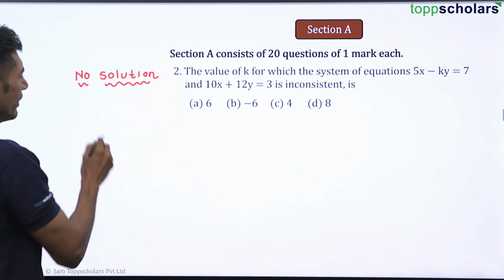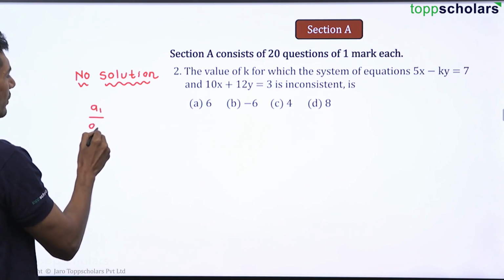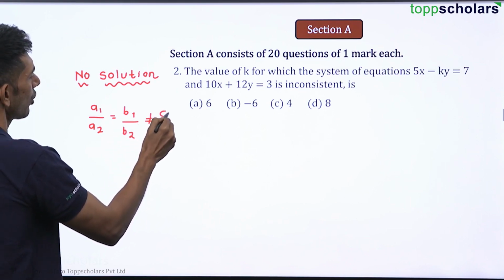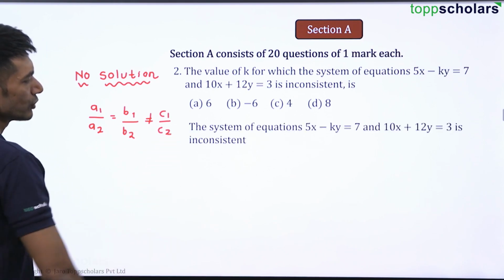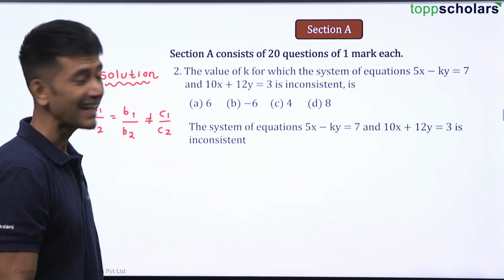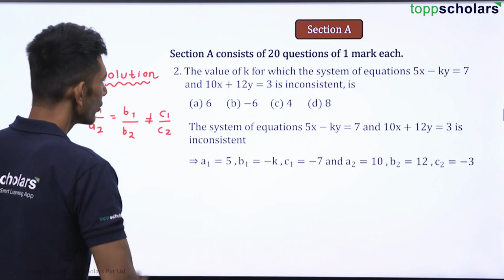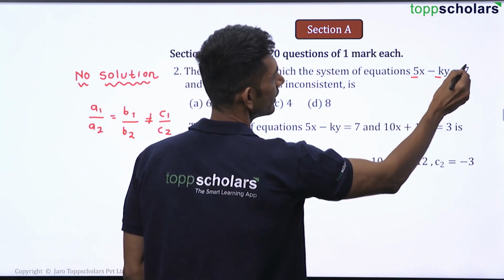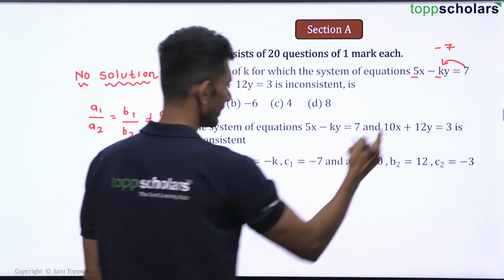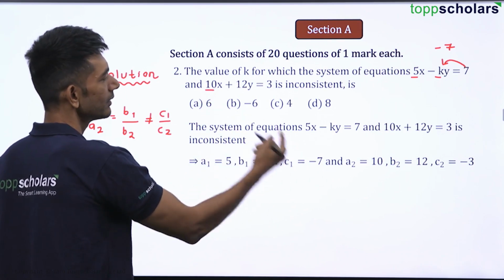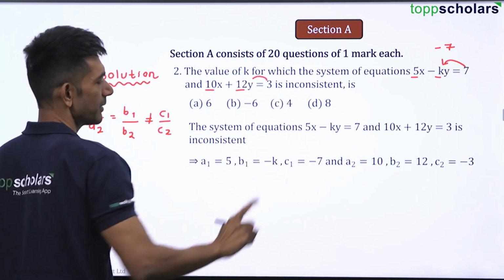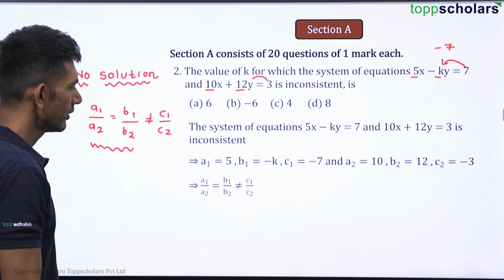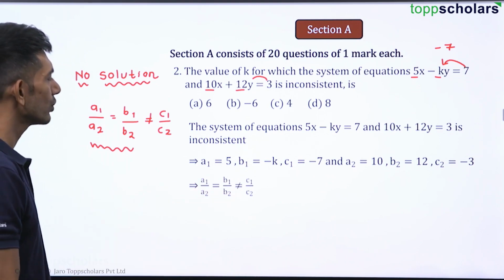And what is the condition? If you remember the condition, we know that the condition is a1 by a2 is equal to b1 by b2 but is further not equal to c1 by c2, correct? So the system of equations 5x minus ky is equal to 7 and 10x plus 12y is equal to 3 is inconsistent. So here what we can do is, we can take the values of a1, b1, c1. This is a1, this is b1. If I shift 7, that becomes minus 7, that is c1. And a2, b2, c2. a2 is 10, b2 is 12 and c2 is minus 3. But we need the first two only, that is more than enough, correct? So here can I say a1 by a2 is equal to b1 by b2 is not equal to c1 by c2?